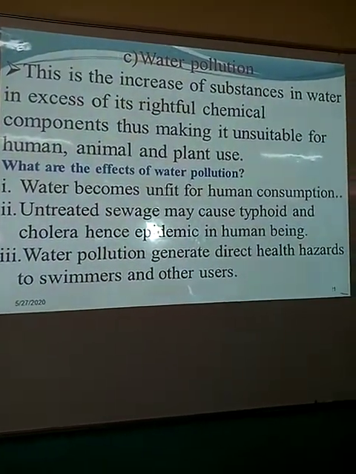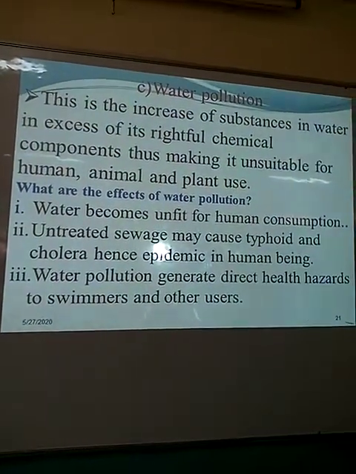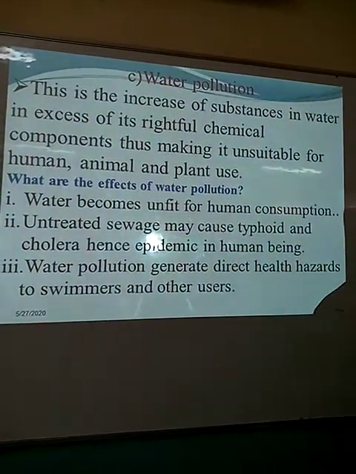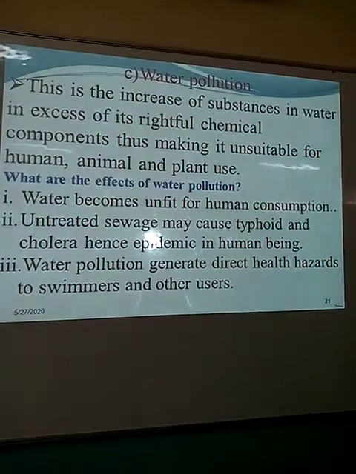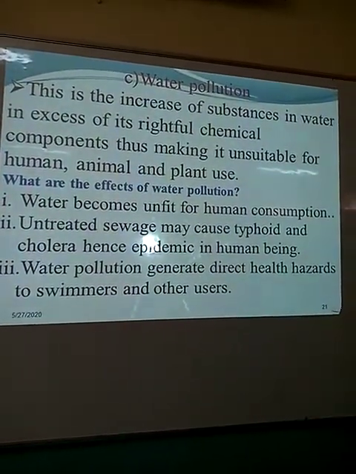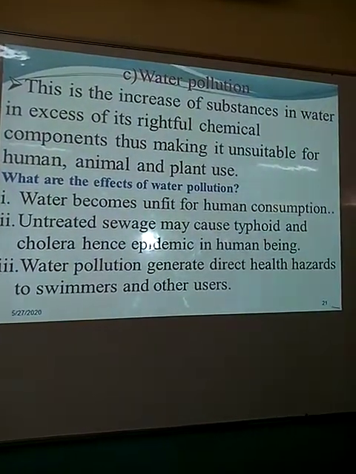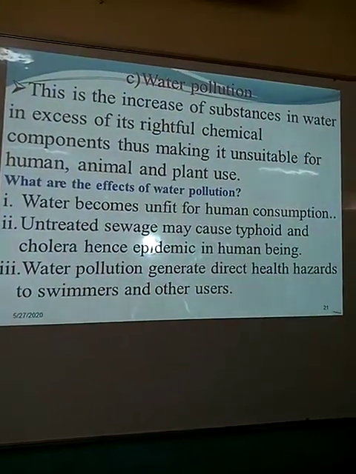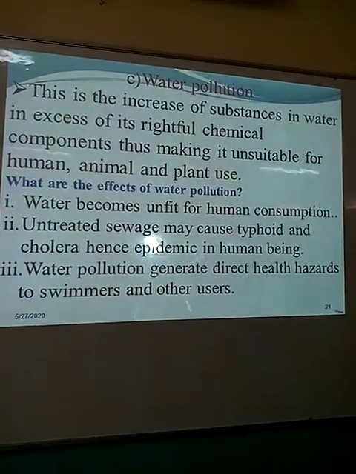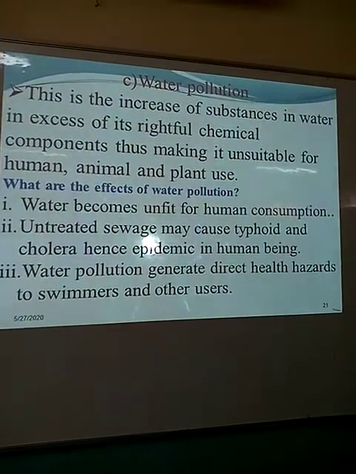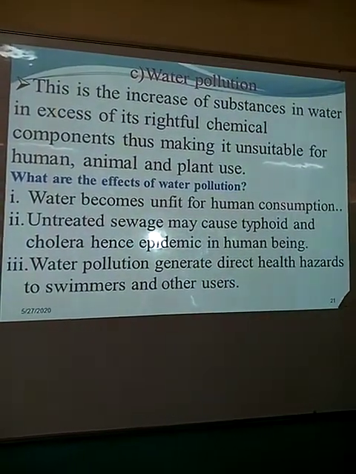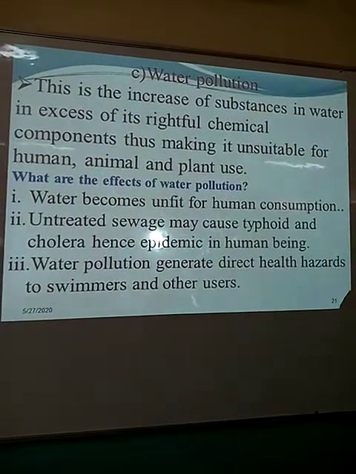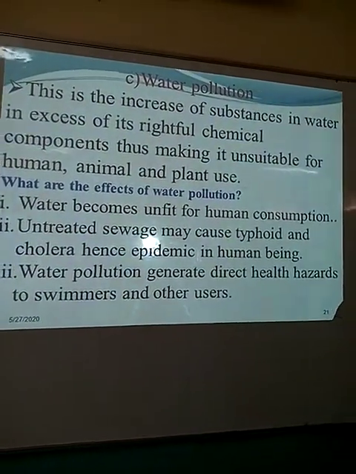Now let's look at the third part, that's water pollution. Water pollution can be defined as the increase of substances in water in excess of its rightful chemical component, thus making it unsuitable for human or animal use. If, let's say, sewage has been released into water, that is what in excess is known as water pollution, and it has an effect. One of the effects of water pollution is that water becomes unfit for human consumption, and contaminated water cannot be used by a human being or animals or trees.